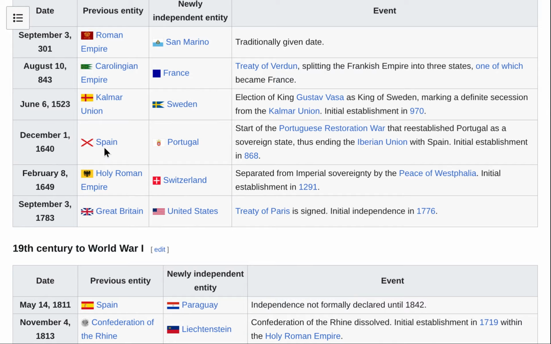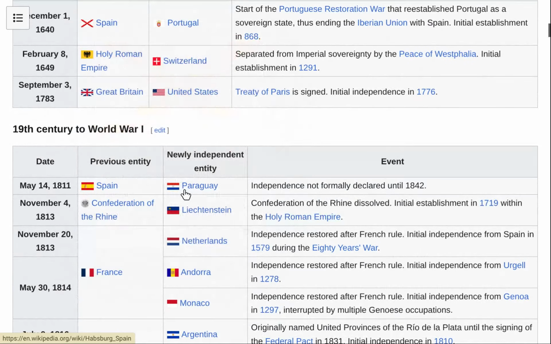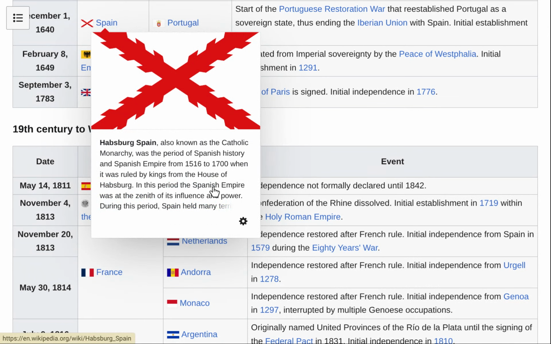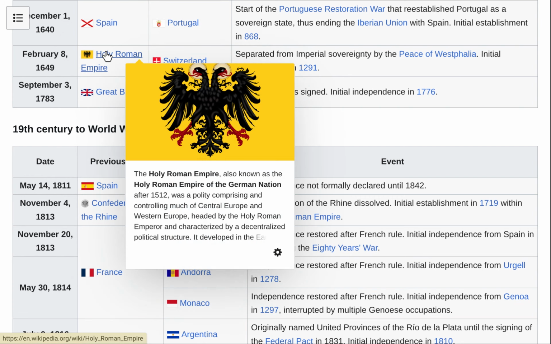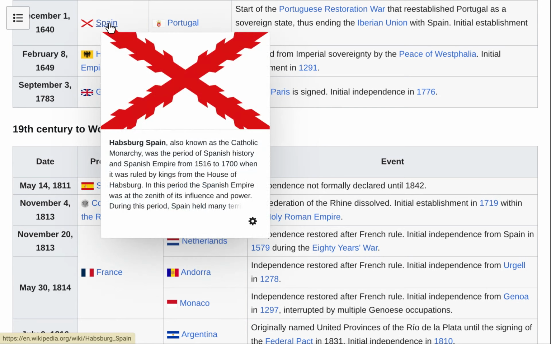Now we've got this. Why was this? Habsburg Spain, which looks nothing like the Spain flag, also known as the Catholic monarchy, was the period of Spanish history and Spanish Empire from 1516 to 1700. I need to stop clicking off. In this period, the Spanish Empire was at the zenith, don't know what that is, of its influence and power. During this period, Spain held many terra, I'm going to assume that's territories.